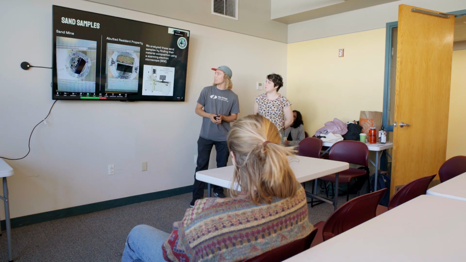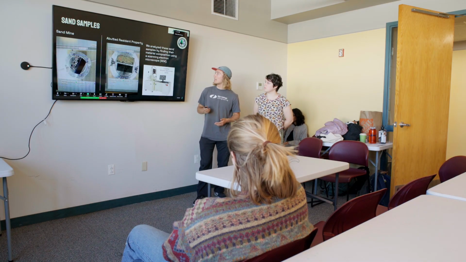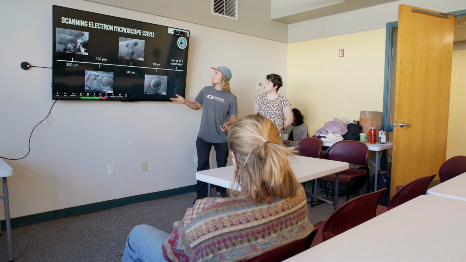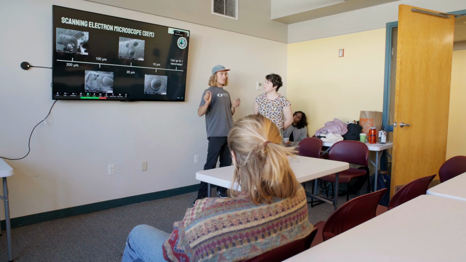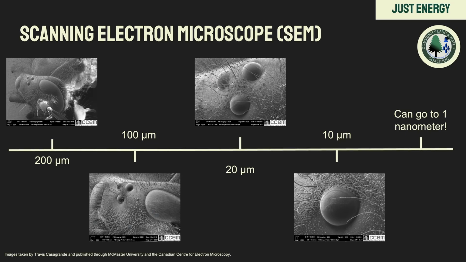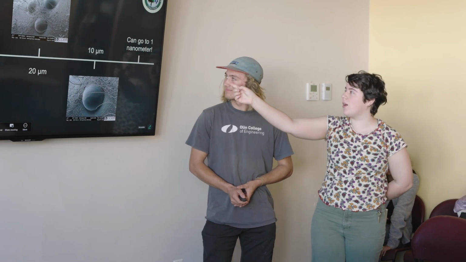So these are just images of the sand samples that the previous team collected being mounted on tape and put into the SEM. And this is just a slide explaining how zoomed in a scanning electron microscope can get. These are, I think, skin cells. This is the head of a wasp. So it's really zoomed in. This one is 200 micrometers, and 1 micrometer is 1/1000th of a millimeter. So very small, and it can go up to 1 nanometer, which is another 1/1000th of a micrometer.